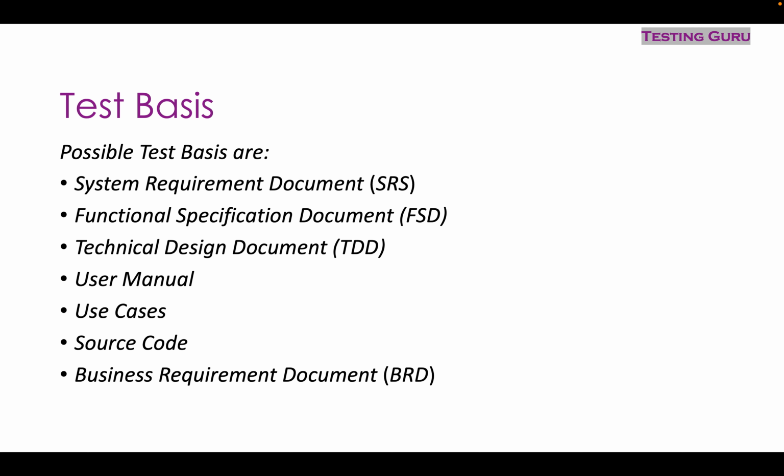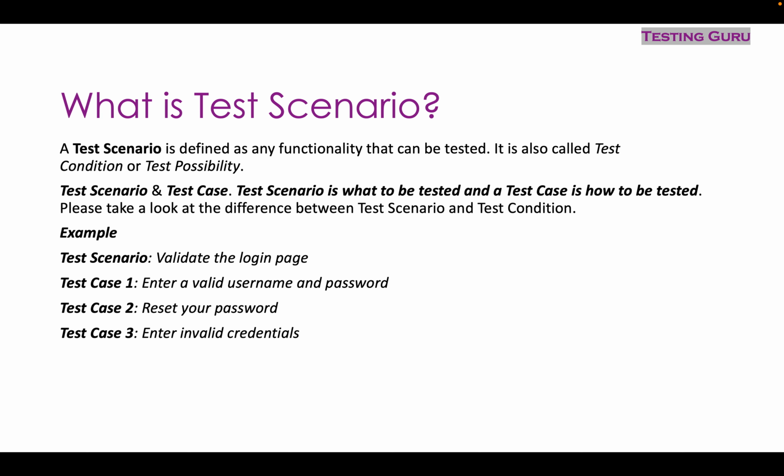Now we'll move on to what a test scenario is. We hear in many cases about test scenarios and test cases. So what is meant by test scenario? A test scenario is defined as a functionality that can be tested. It is also called a test condition or a test possibility. Test scenario and test case are two different things. A test scenario is what to be tested, and a test case is how to be tested. This is the main difference between a test scenario and a test case.